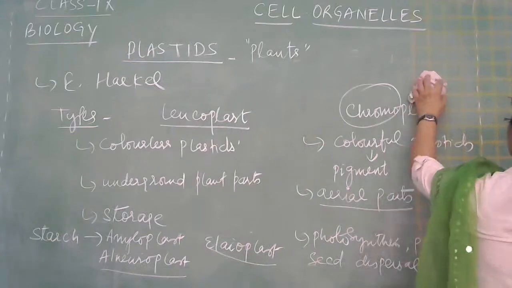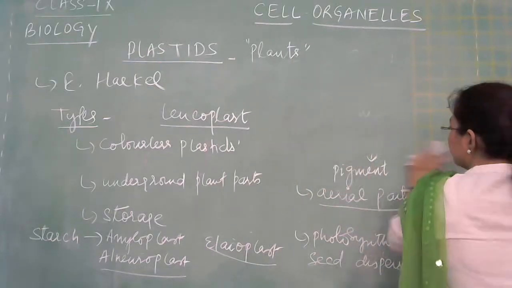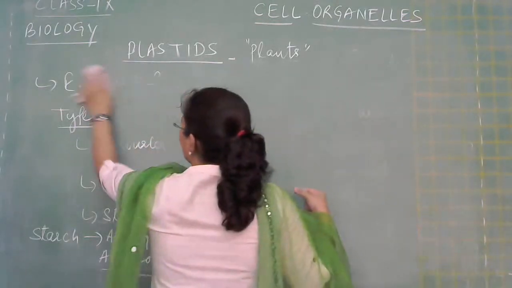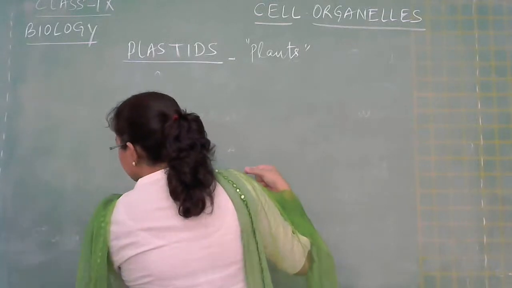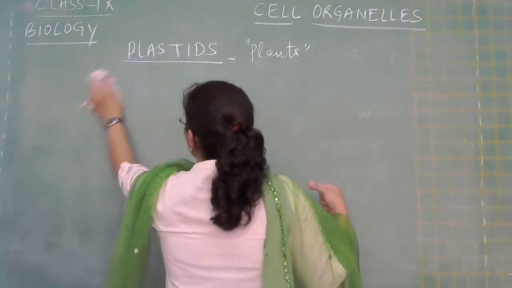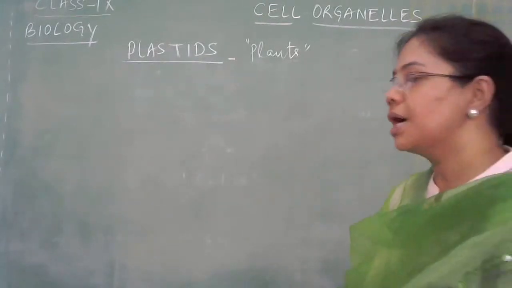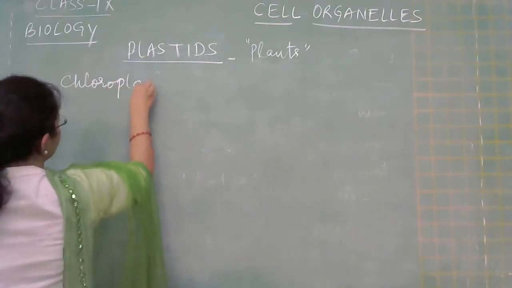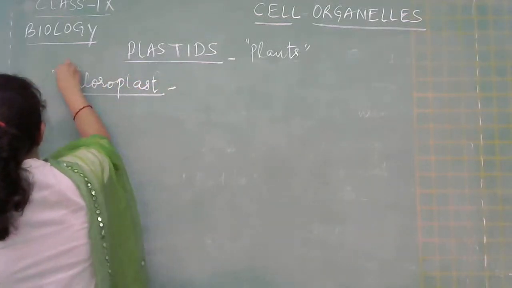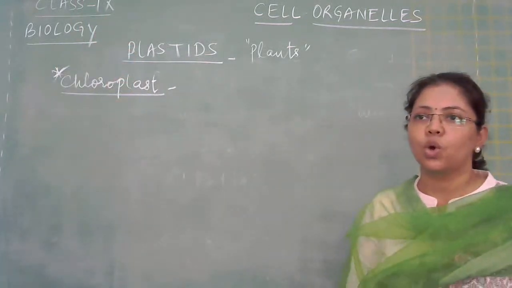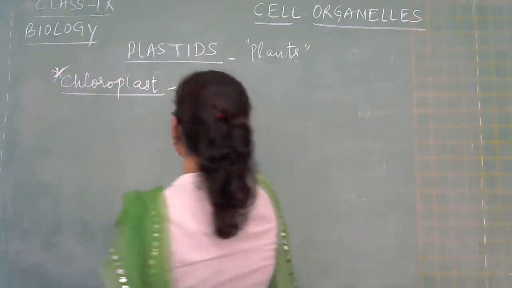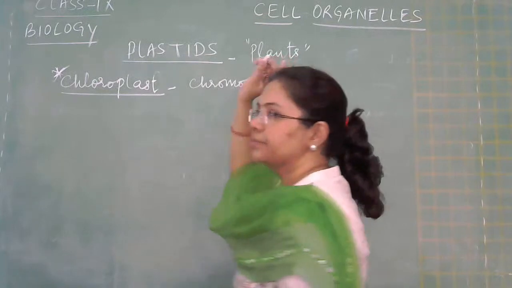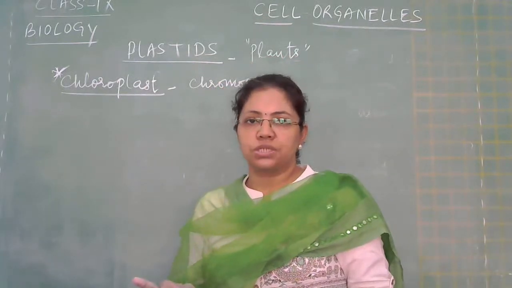Now, with reference to chromoplast, we need to have a look at the structure of chloroplast, right? A special chromoplast, that is chloroplast. About this we should know. It's quite important. So first thing, what is chloroplast? It is a kind of chromoplast only. No need to remain confused.